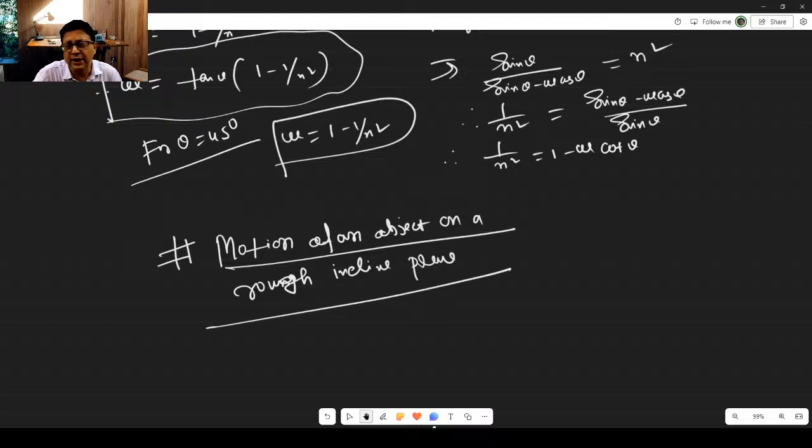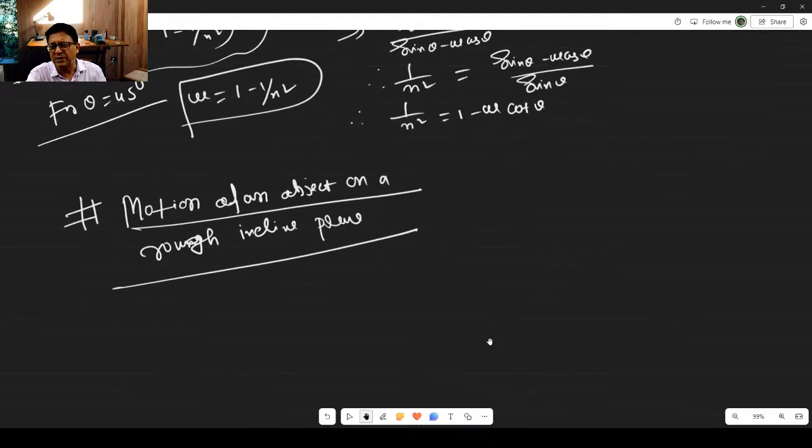Motion of an object on a rough inclined plane. Is it possible? Motion is possible or not? Let's start with this experiment. An object is thrown upward from the bottom of the incline with velocity u. Coefficient of friction mu. How much distance will it travel?